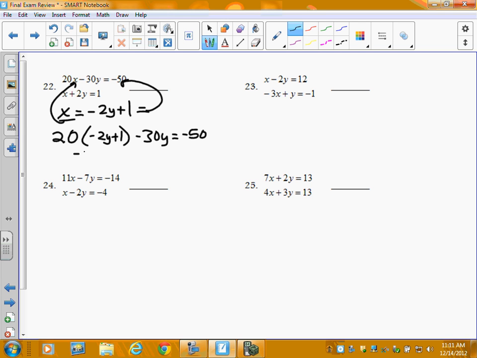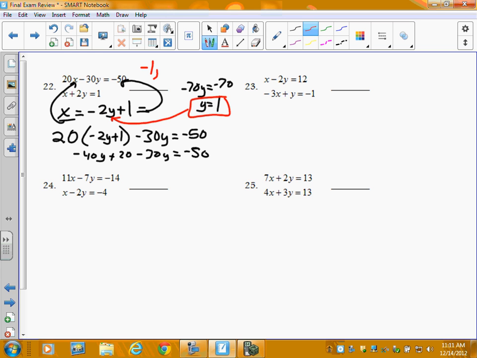So 20 times negative 2y is negative 40y, plus 20, minus 30y equals negative 50. So negative 70y equals negative 70, and y is 1. When I take a positive 1 and plug it back in, I take this value right here and substitute it right there. Negative 2 times 1 is negative 2, plus 1 is negative 1. So now I get x equals negative 1. So negative 1, 1 is the solution to my system.